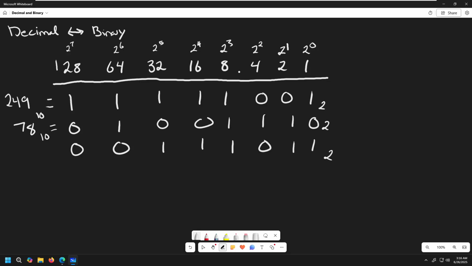So 2 to the 7th is off, 2 to the 6th is off. Let's do 32 for 2 to the 5th, 32. 16 is on, 8 is on, 0 is off. Sorry, 2 to the 2nd is off. 2 to the 1 is on. 2 to the 0 is on. We add 10 there, 10 there, and a 1. That should be 21.